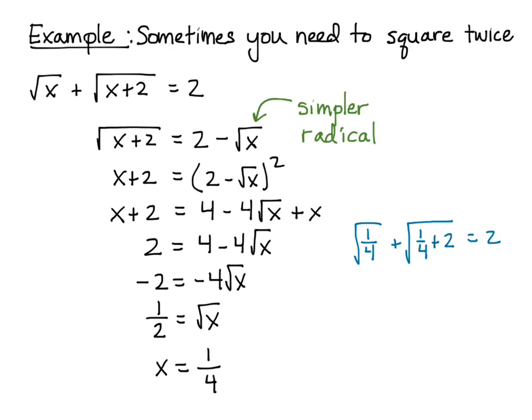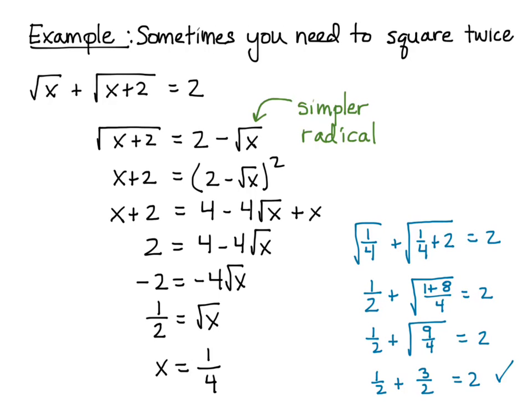Then you check it. Square root of 1/4 plus the square root of 1/4 plus 2 really isn't all that bad. 2 is 8/4, and so you add 8 and 1. You get 9 inside the radical there, and you take the square root, and you get 1/2 plus 3/2 equals 2, and we're good. Okay? Any questions?